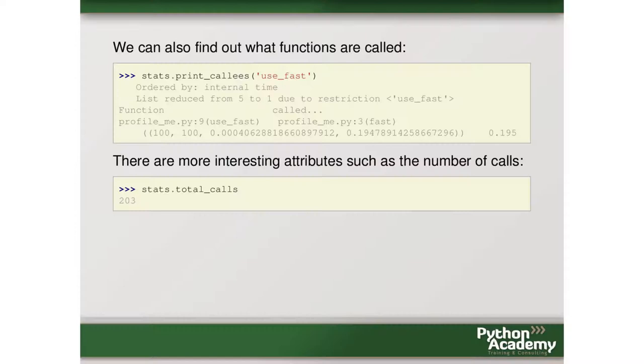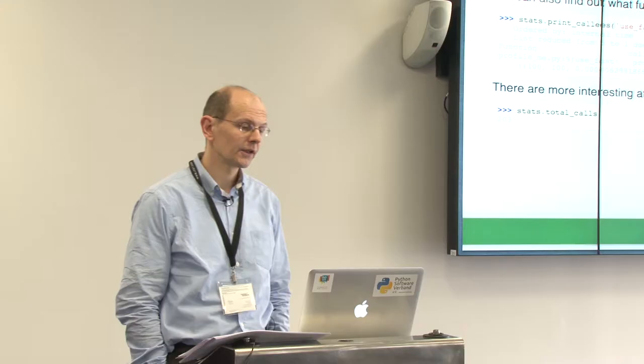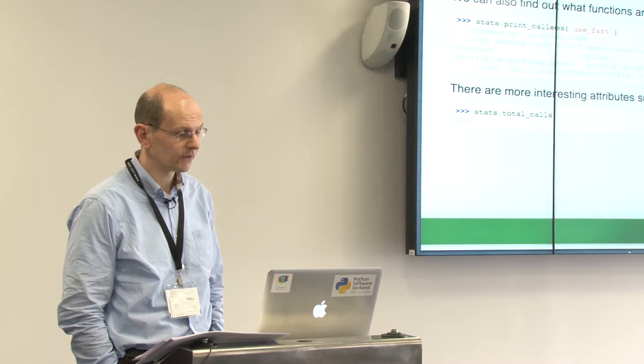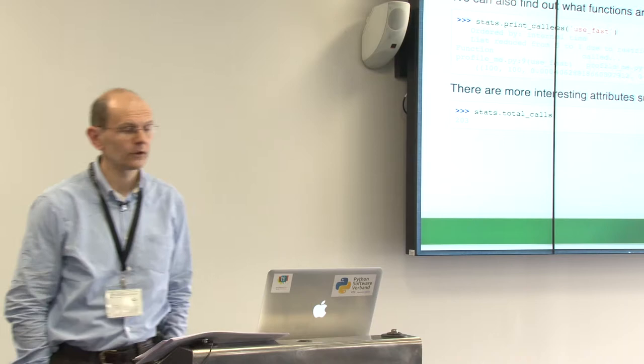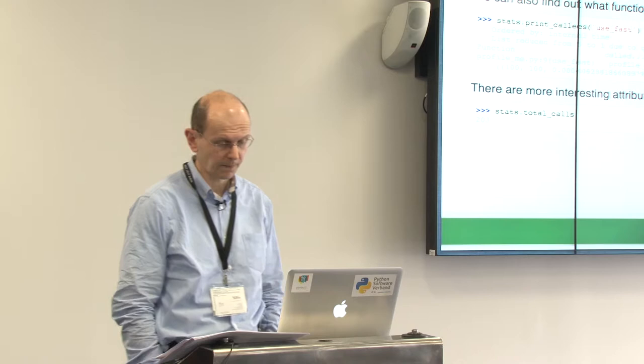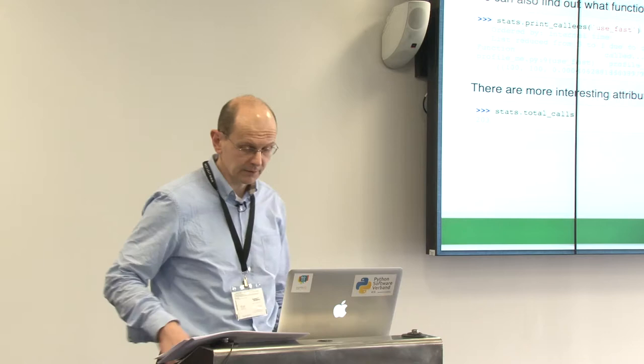And you can also have it the other way around. Who called whom, or who was called by whom, can be analyzed with print_callees here, and you get this output and find out what happens. And then you have a lot of statistics. Total calls gives you 203 calls. They have two loops with 200 each and three other function calls outside. That's the number of calls you have. So there's quite a bit of information.